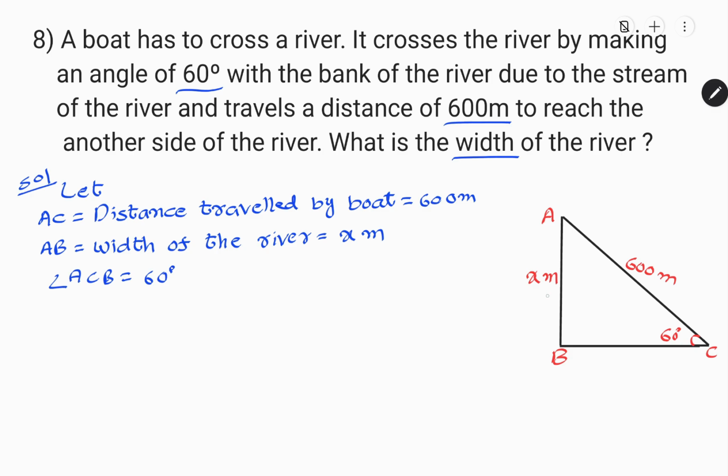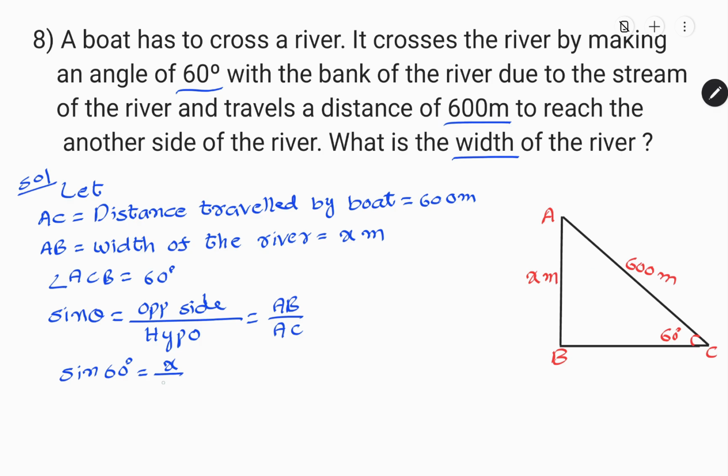For this angle we have opposite side and we have hypotenuse. We need to find opposite side. For that we use sine ratio. Sin theta is equal to opposite side by hypotenuse. Theta angle is 60 degrees. So sin 60 is equal to AB x by AC 600. Now sin 60 is equal to root 3 by 2 is equal to x by 600. Now do cross multiplication.